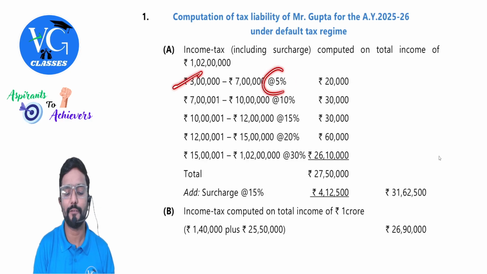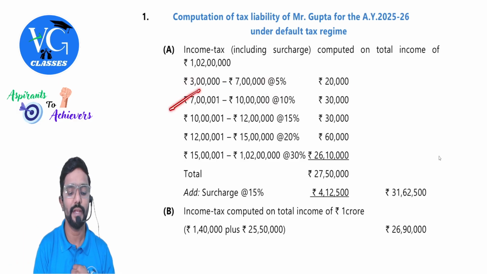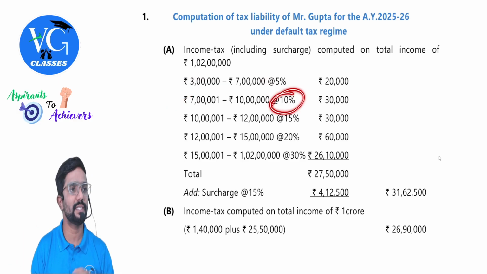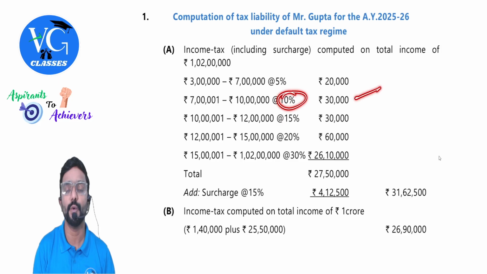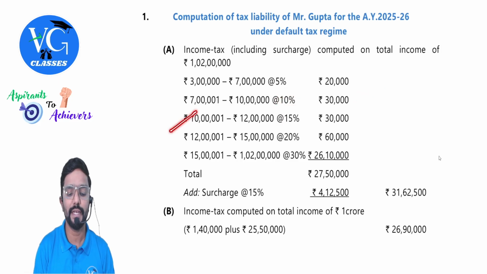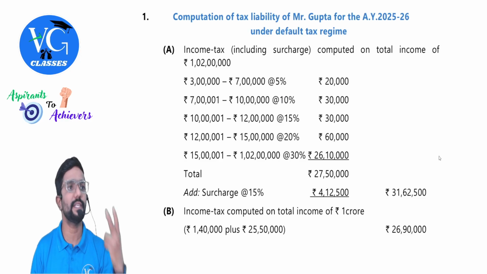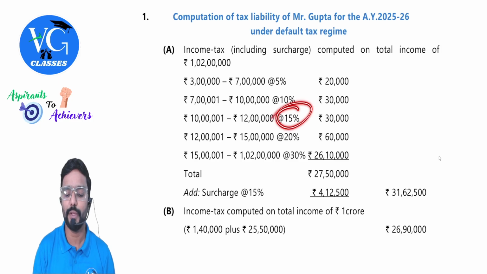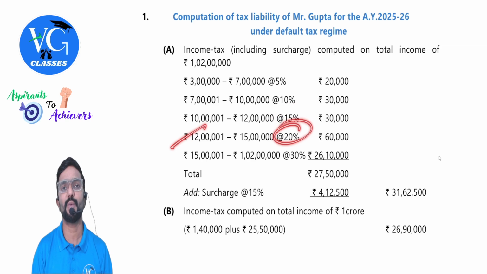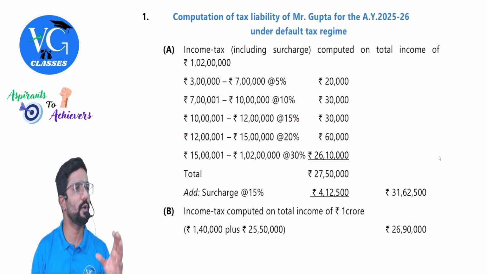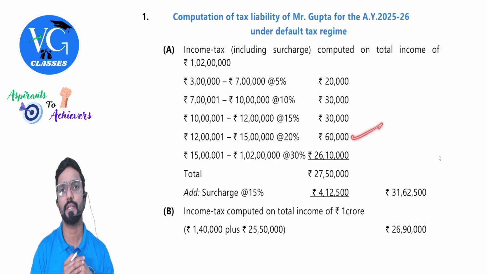Then 3 lakh to 7 lakh, 5%, which comes to 4 lakh into 5%, 20,000. Then 7 lakh to 10 lakh, it is 10%. The difference between upper limit and lower limit is 3 lakh into 10%, which comes to 30,000. Next, 10 lakh to 12 lakh, 15%. The difference between upper limit and lower limit is 2 lakh. So 2 lakh into 15% comes to 30,000. Then 12 to 15 lakh, the tax rate is 20%. The difference between upper limit and lower limit is 3 lakh. 3 lakh into 20% comes to 60,000.